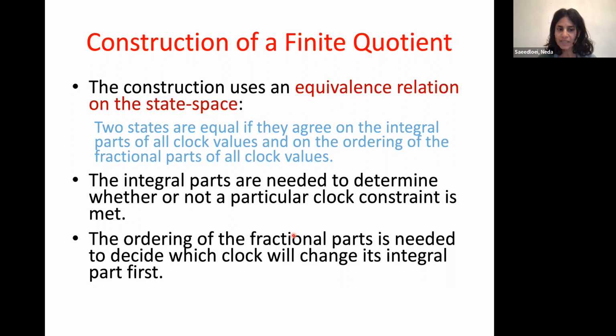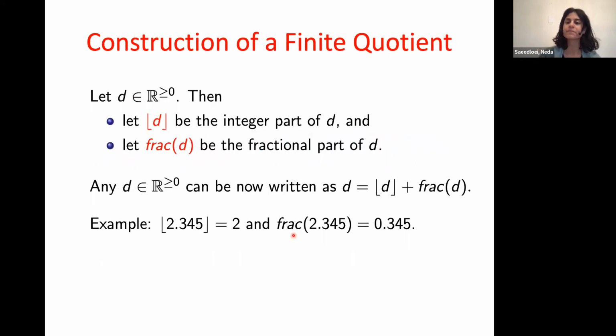So what is the significance of the integral parts and the ordering of the fractional parts? The integral parts are needed in order to determine whether or not a particular clock constraint is met, while the ordering of the fractional parts is needed in order to decide which clock will change its integral part first.